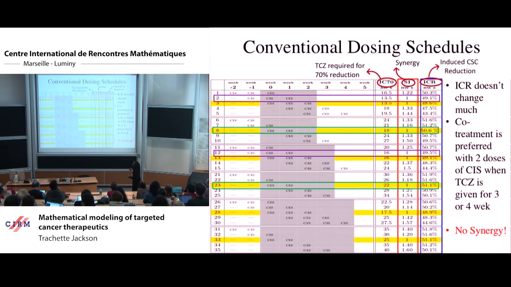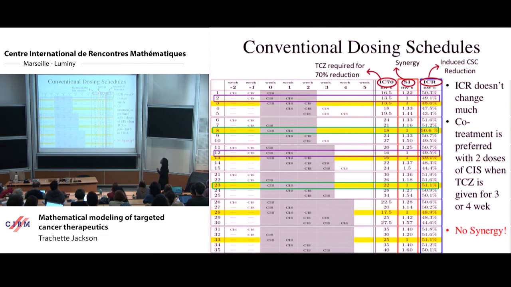If you look at the column for SI, we said we want that number to be less than 1. It is never less than 1, no matter what we do with these standard treatment strategies of pre-, post-, or co-treating. And if we look at our stem cell reduction, we're actually not doing too bad, but it's not changing very much. We're always around 50% reduction in the stem cell pool, which is actually not bad. But we're never getting the drugs working effectively together, no matter what we did with the traditional dosing schedules.